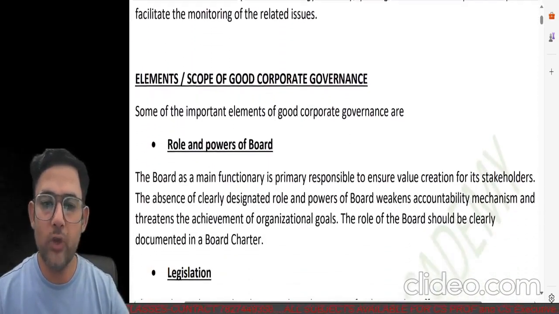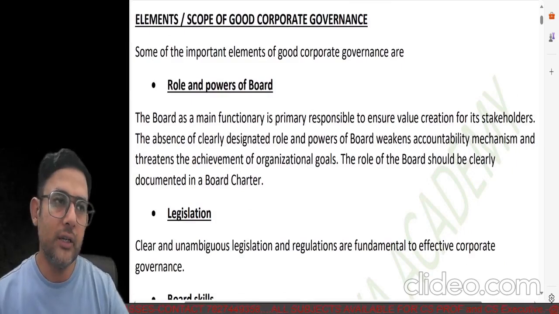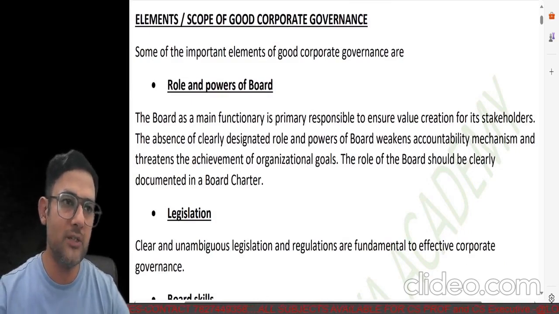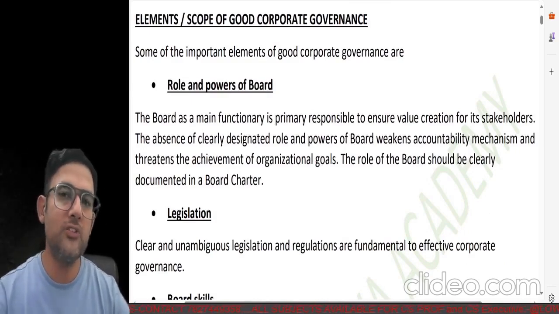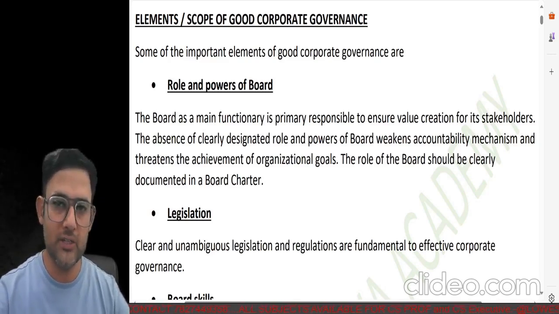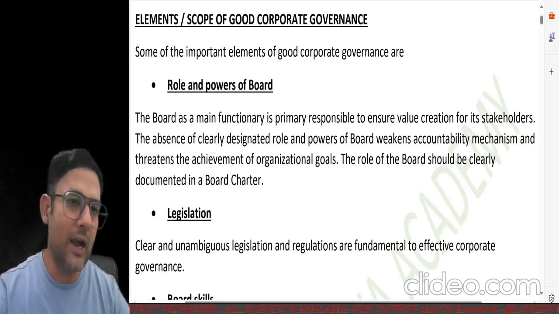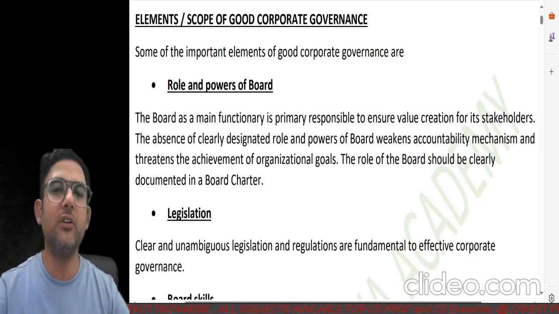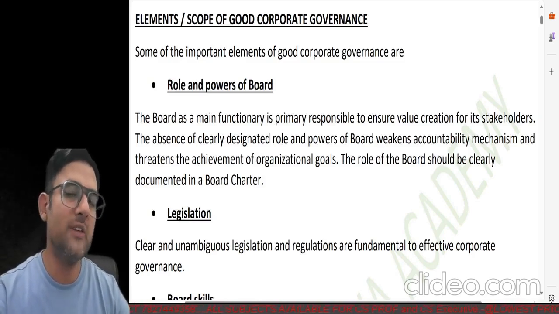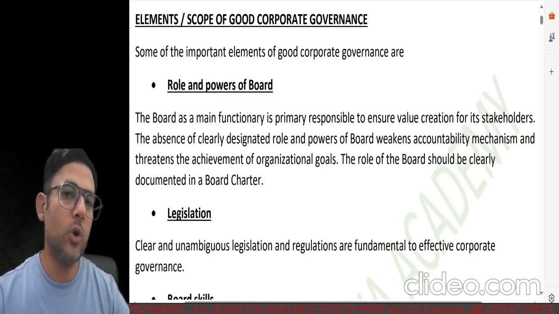So it says the scope of corporate governance, role and power of the board. The first point here is to understand what we really mean by the scope or the elements. Elements mean those things which come together and form good corporate governance. Sometimes you prepare food, you need ingredients. You add this, you add that, and thereafter the food gets prepared, right? In corporate governance, you call them elements.